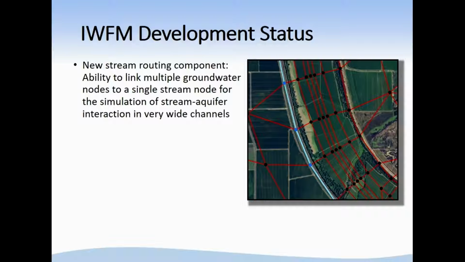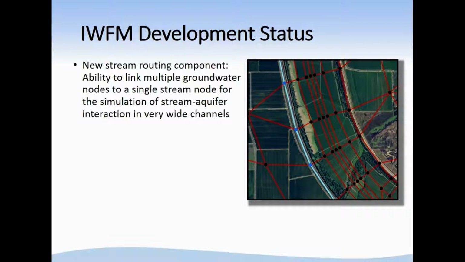Another development that we have worked on is the ability to link multiple groundwater nodes to a single stream node. Again, the models are now getting more and more refined. We have a model, Linda Bond, I think, is going to talk about it tomorrow, maybe. It's called SVSim, the Sacramento Valley Simulation Model. One of the main interests of that model is to capture the stream-aquifer interaction as accurately as possible. So they really refine the grid along the streams.